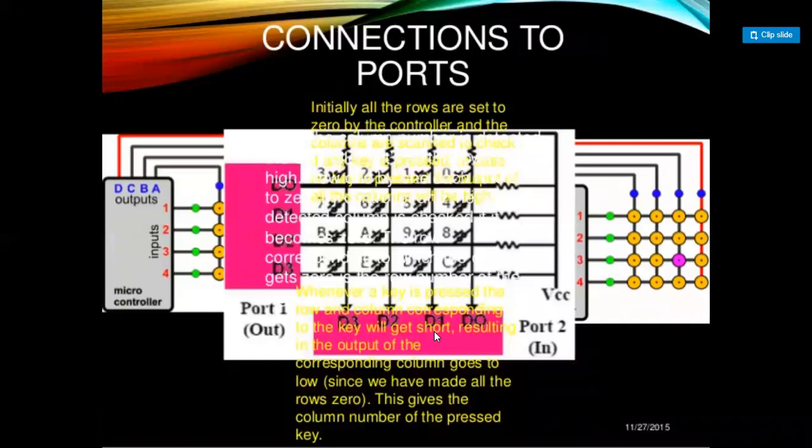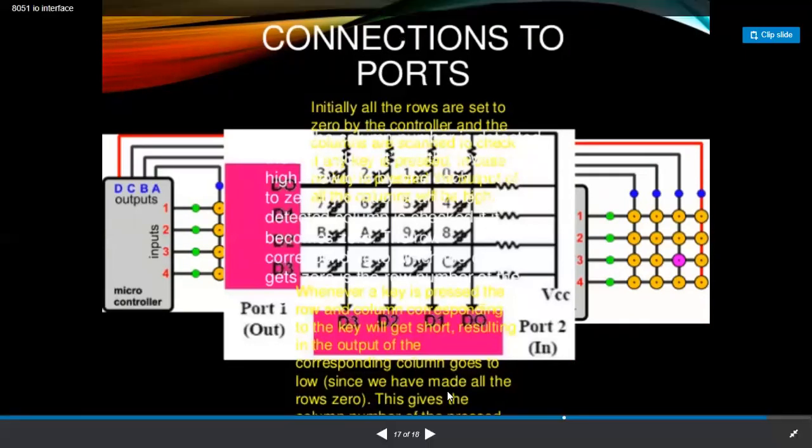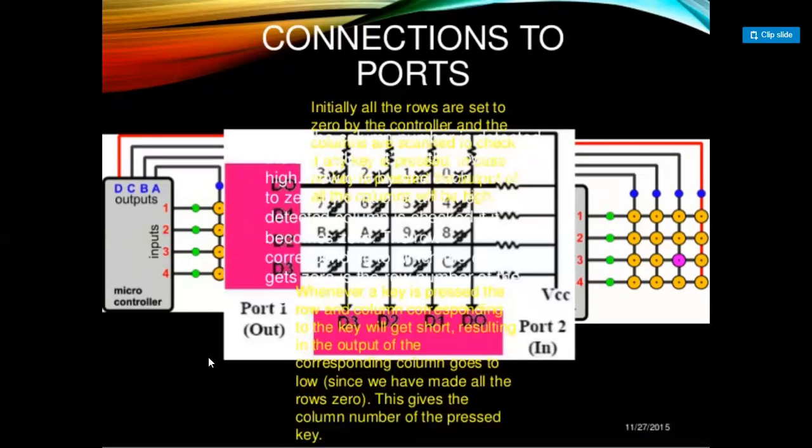And this is my connection to the ports. Initially all the rows are set to 0 by the controller, and the columns are checked for a key press. Correspondingly the connection is made and the key gets shorted, resulting in the output of the corresponding column going low. With all the rows at zero, this gives the column number of the pressed key. You can see the A, B, C, D outputs, 1, 2, 3, 4 inputs to the microcontroller, and it goes into the switch.